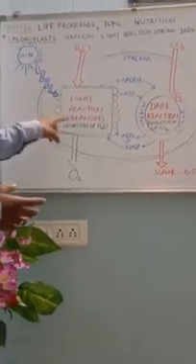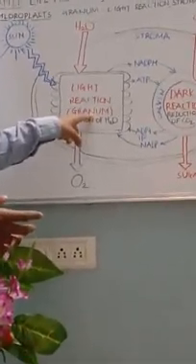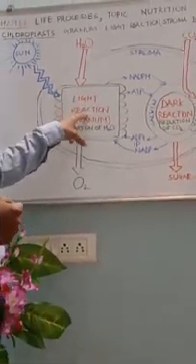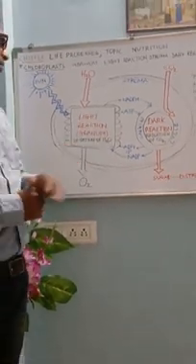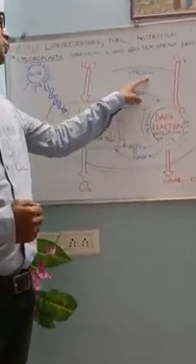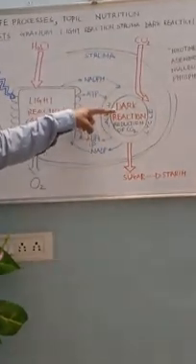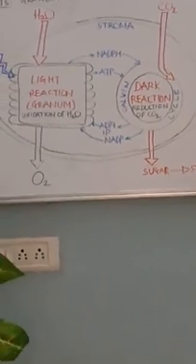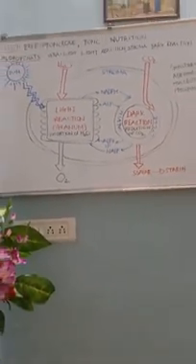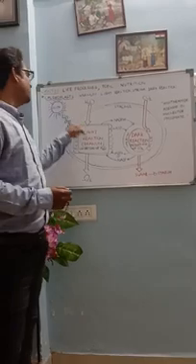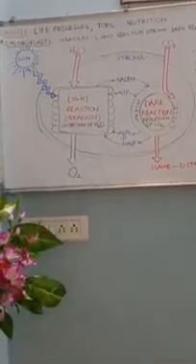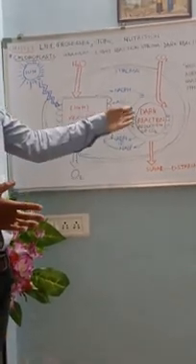Now when you talk about this granum, we call it the site of light reaction, the first step involved in photosynthesis. When you talk about stroma, it is the site of dark reaction. So these are the two main processes which are involved in photosynthesis. Why is the light reaction called a light reaction? Because it is dependent on light. Why is the dark reaction called a dark reaction? Because it is independent of light.